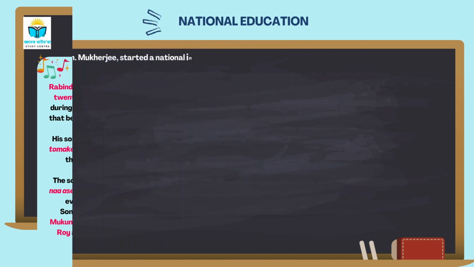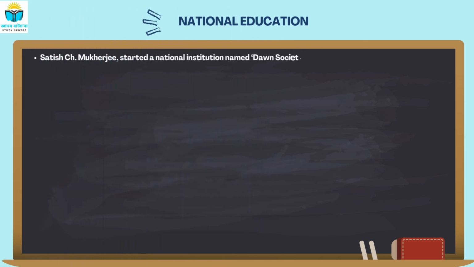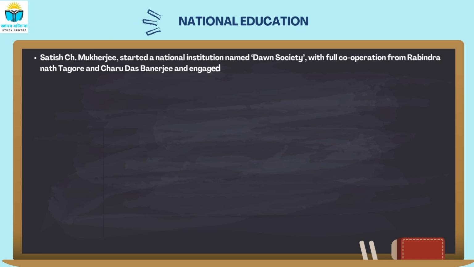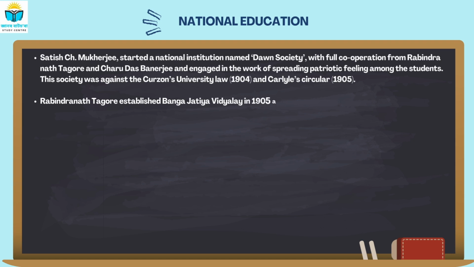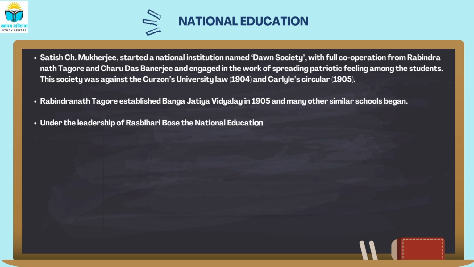National education. The Swadeshi Movement also brought a revolution in the field of national education. Satish Chandra Mukherjee started the Dawn Society with the full support of Rabindranath Tagore and Charudas Banerjee. This institution aimed to spread patriotism among students and strongly opposed Curzon's University Act of 1904 and the Carlisle Circular of 1905. In 1905, Rabindranath Tagore founded Banga Jatiya Vidyalaya, inspiring the rise of many other national schools.